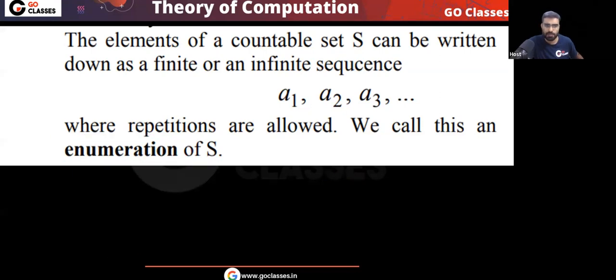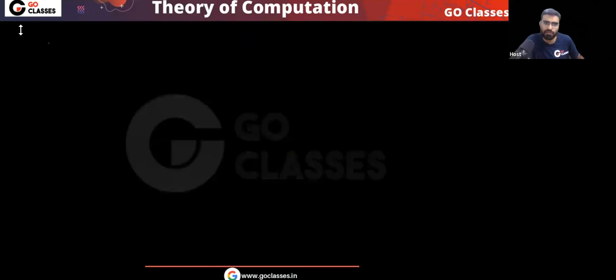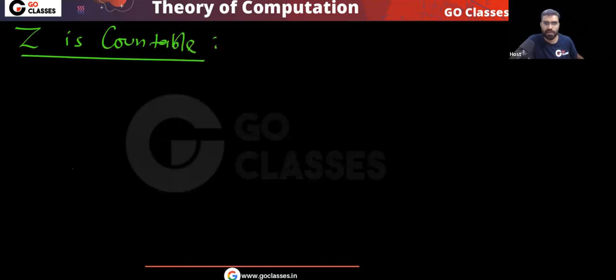For example, let's prove that the set of integers is countable. How to prove it? Let me know, how will you prove that the set of integers is countable? Just give me a sequence in which every element of Z appears at least once at some finite position.